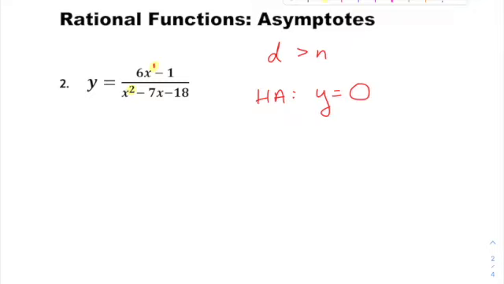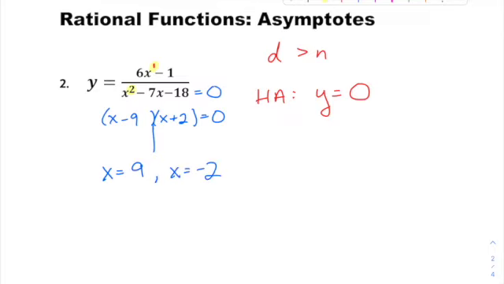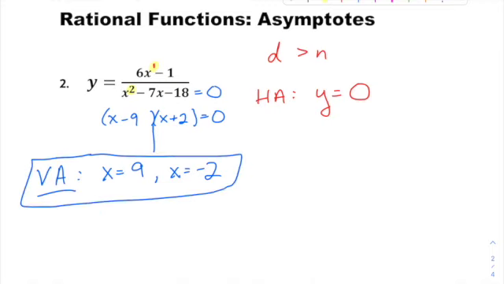Vertical asymptotes, again, we're going to look at where that denominator is equal to 0, the x values, if any, that make this undefined. This factors, a little quadratic here: what multiplies to negative 18 and adds up to negative 7? Negative 9 and positive 2. So you'll have an excluded x value of 9 and negative 2, and neither of those cancels from the numerator, as I mentioned. So this graph would have 2 vertical asymptotes, 2 VAs, one at x equals 9, one at x equals negative 2.